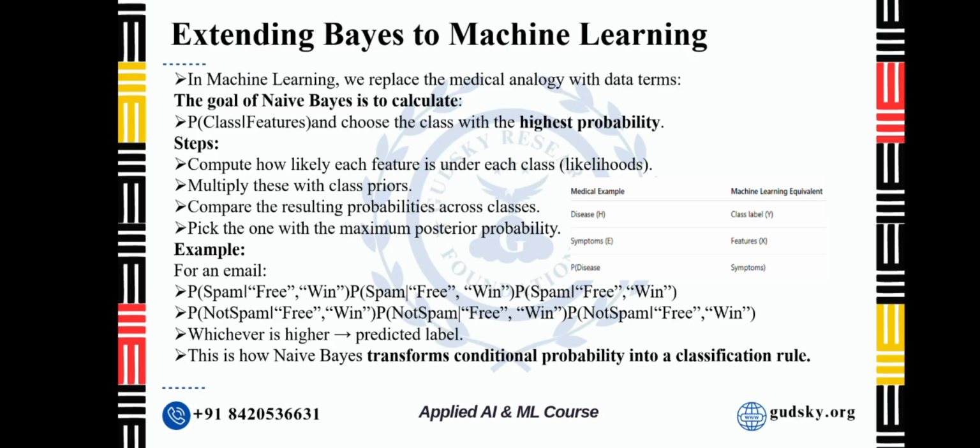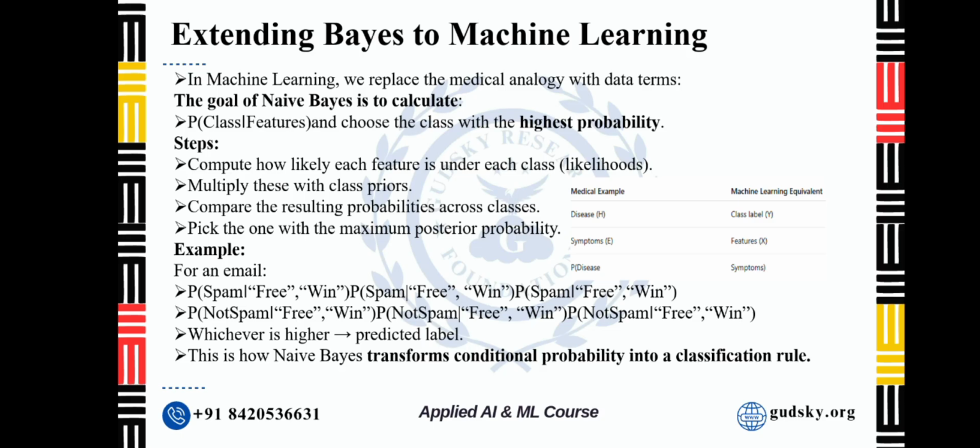Now let's see how we move from medical testing to machine learning. In ML, instead of diseases and test results, we deal with classes and features. So the same formula becomes P of class given features equals P of features given class into P of class by P of features. And our goal is simple: pick the class with the highest posterior probability. Think of a spam filter, like P of spam given 'free win' versus P of not spam given 'free win'. So the algorithm calculates both and picks whichever is larger.